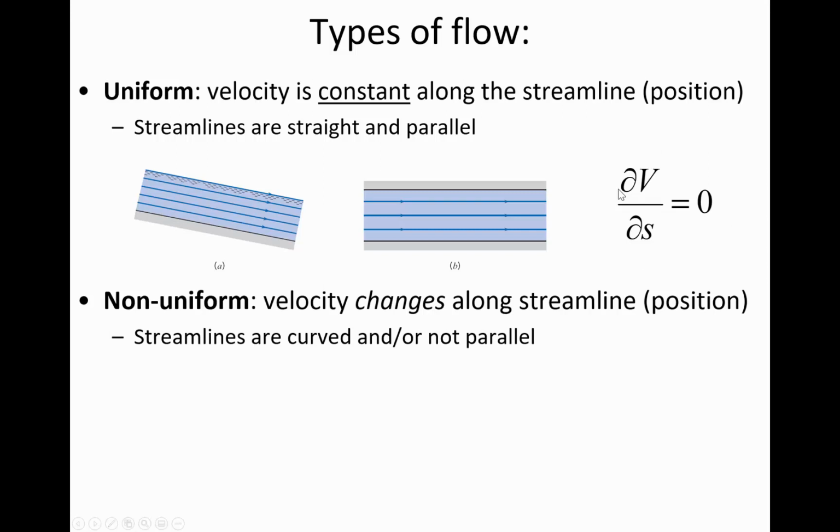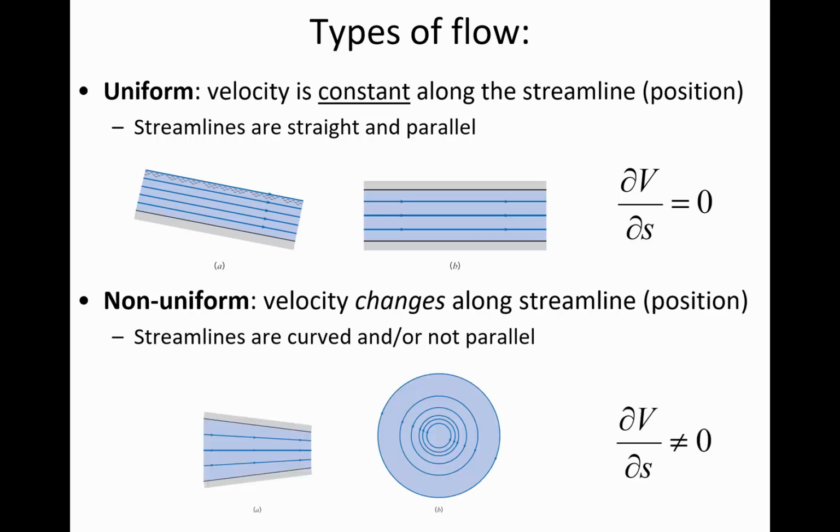The flip side of that, the opposite of uniform flow, is non-uniform flow. And that is when the velocity is changing as the fluid goes along the direction indicated by the streamline. And so if the streamlines are curved or not parallel, then this is a representation of non-uniform flow. And so the velocity is getting faster as you move from left to right. So that's non-uniform because the velocity went up. Or if the direction of the velocity changes, then that's also non-uniform flow.